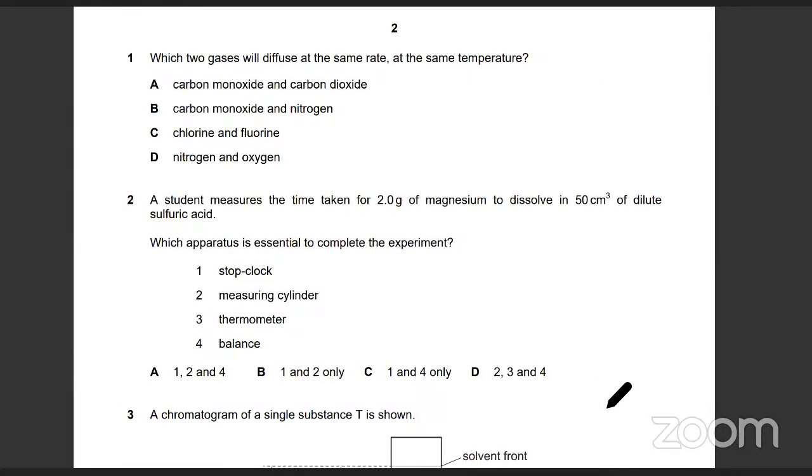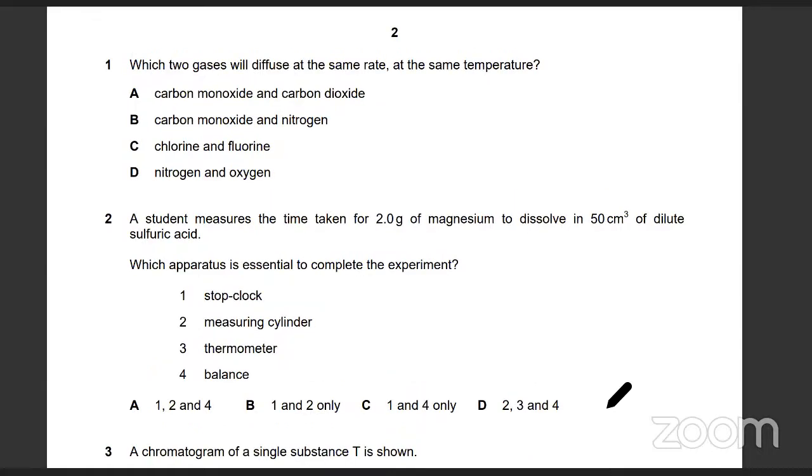Which gases will diffuse at the same rate? बल्कि तेजी से करते हैं, which gases will diffuse at the same rate? क्या रूल होता है? What's the rule for diffusion? जिसका relative molecular mass कम है वो ज़्यादा fast diffuse करती है। ठीक है, so if it's the same rate then they would be having the same mass, right? So which gases have exactly the same mass?